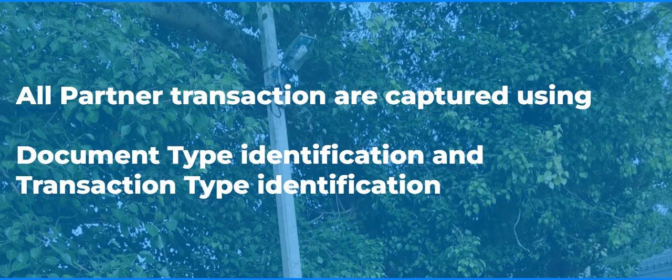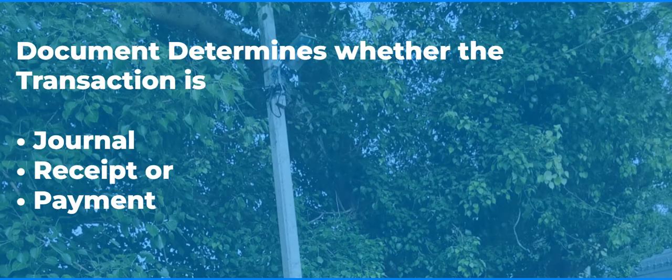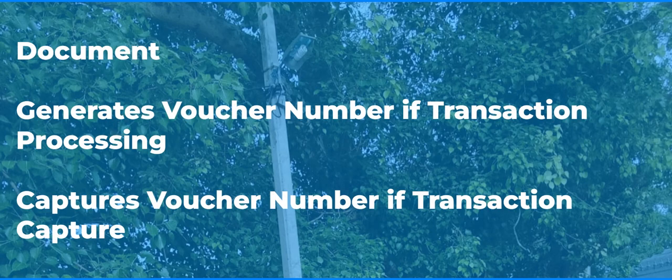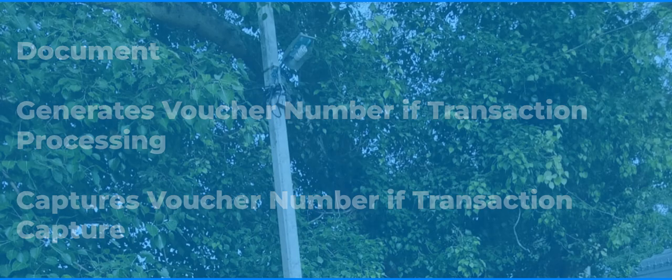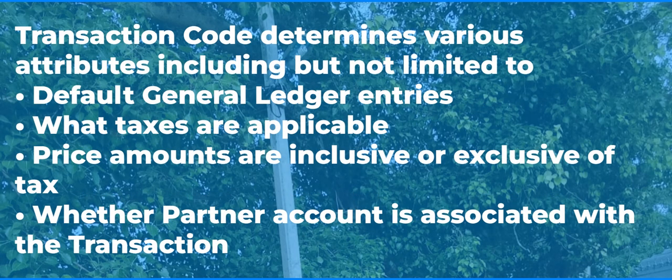All partner transactions are captured using document type identification and transaction type identification. Document determines whether the transaction is journal, receipt or payment, and generates a unique voucher number starting from 1 each financial year, or if the source document is manually created and the transaction is subsequently entered, it will allow the voucher number to be captured rather than generated. Transaction code determines various attributes including but not limited to default general ledger entries.